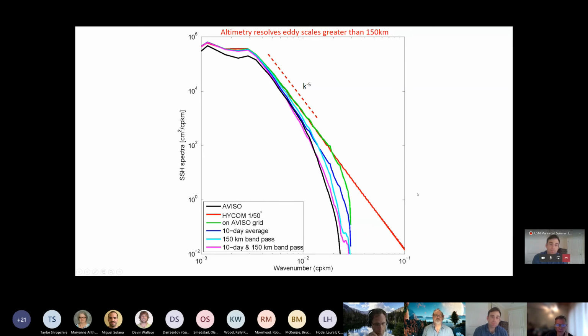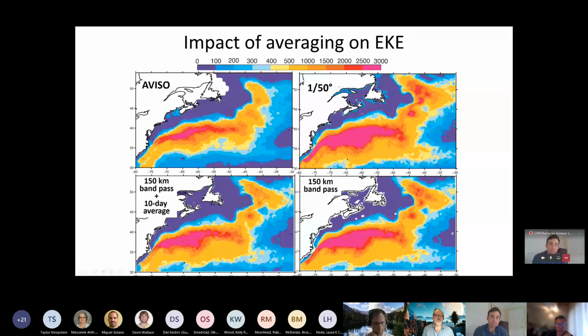So what we did here is the total EKE. Now, if you add a 150 kilometer bandpass, that's what you get, and that's what you get when you do a 10-day average as well. Subsampling the numerical model in a similar fashion to AVISO gives you something that is much closer to each other. You still have a little bit of extra EKE here, and we'll get back to this in detail a little bit later.